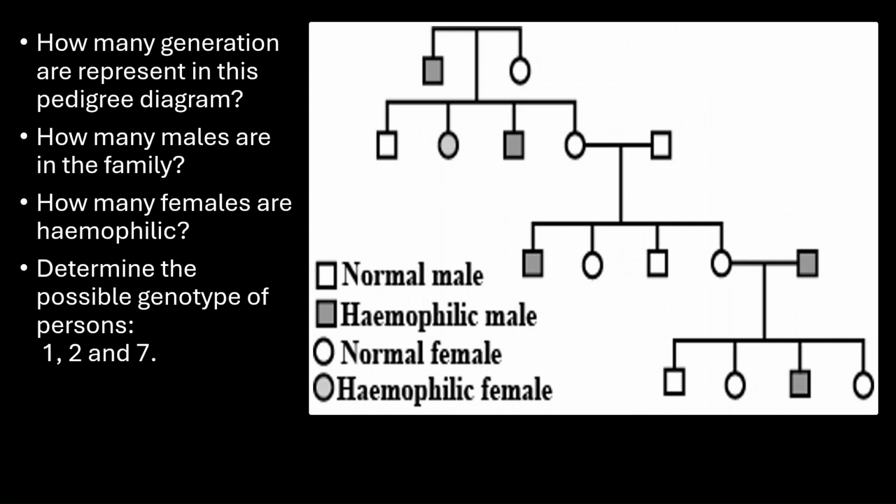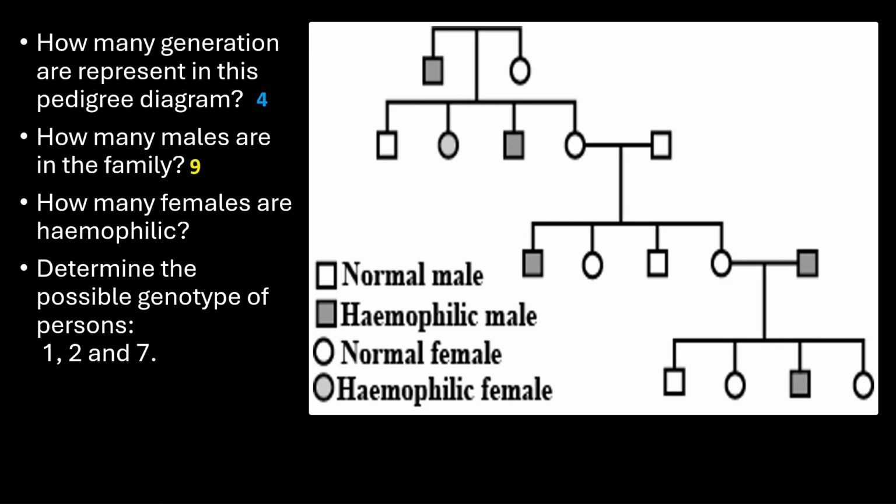How many generations are represented in the pedigree? So you check again, horizontally count it: 1, 2, 3, 4. So there are 4 of them. How many males are in the family? So let's check. A square is a male, either normal or hemophilic. In the first generation, we have 1. Second generation, we have 1, 2, 3, 4. Third generation, we have 5, 6, 7. Fourth generation, we have 8, 9. So in all, we have 9.